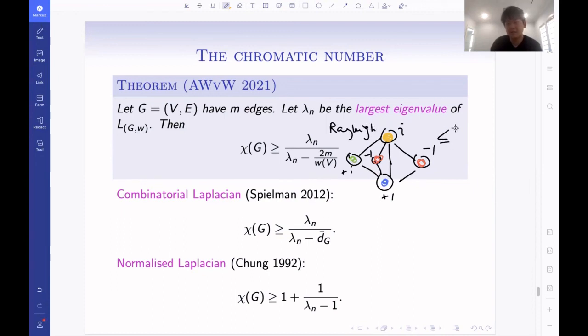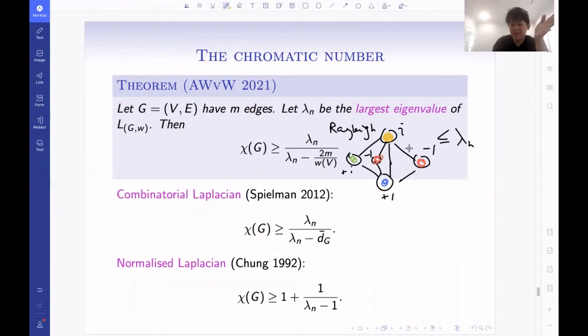It's always less than or equal to lambda n. But the Rayleigh quotient of this assignment is not necessarily easy to compute, unless it's like a nice assignment somehow. And two, it might not be very good if, for example, two colors that have edges between them very often have a small distance between them.